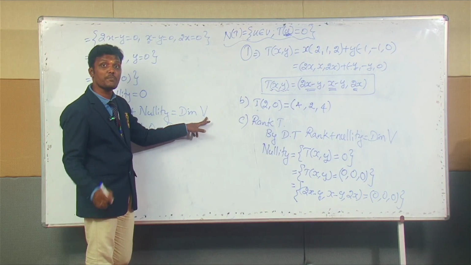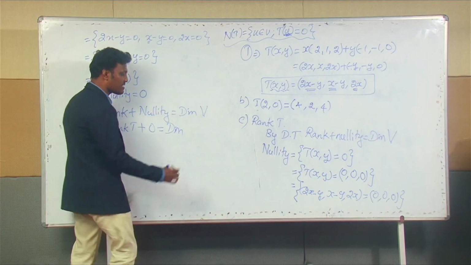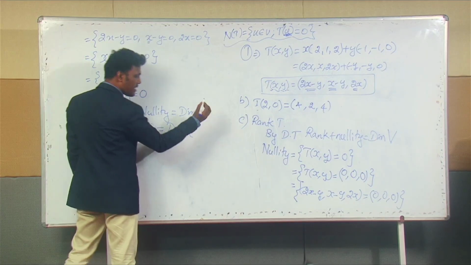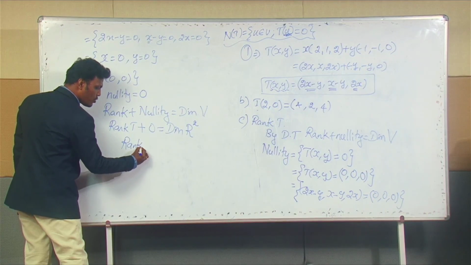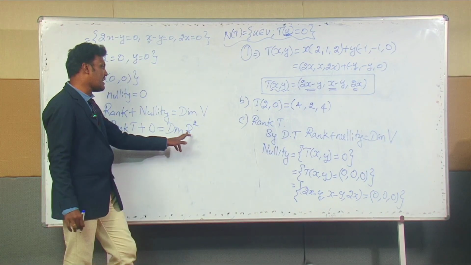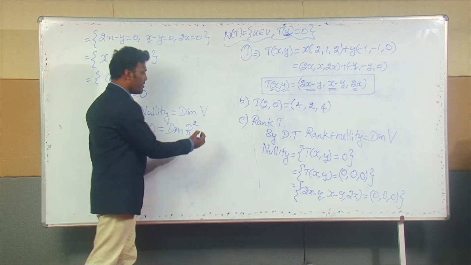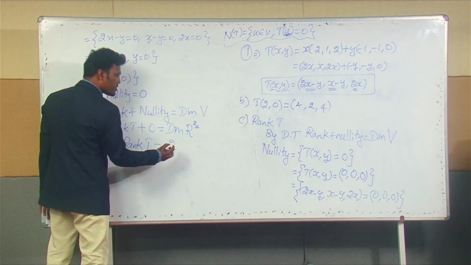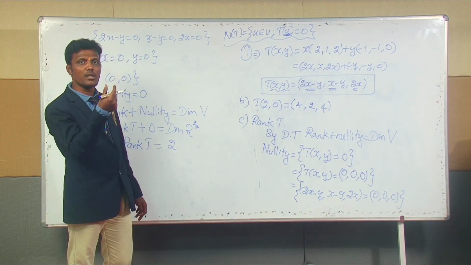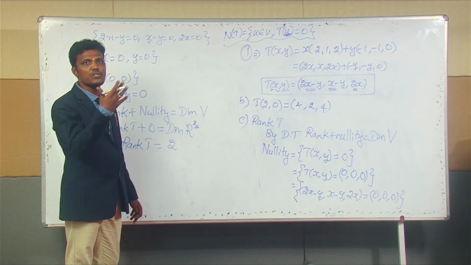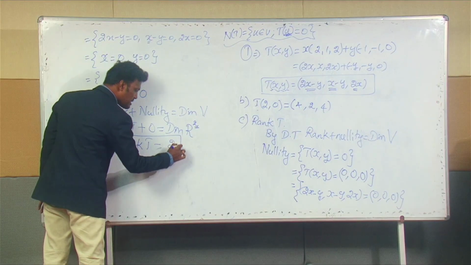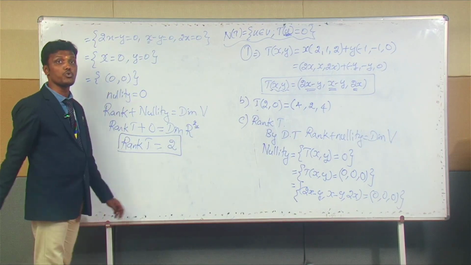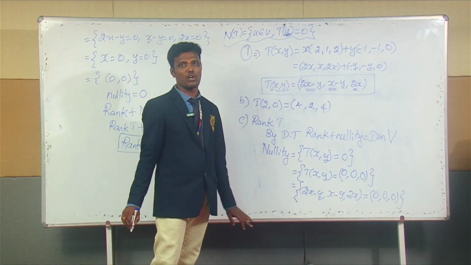V is the vector space, the domain vector space. What is the domain vector space? It is R square. So next line, rank T plus 0 is rank T. What is the dimension of R square? The power value, so 2. Any value in R square is an ordered pair, so the dimension of an ordered pair is 2. So you can easily find the rank value is 2 using the nullity concept.